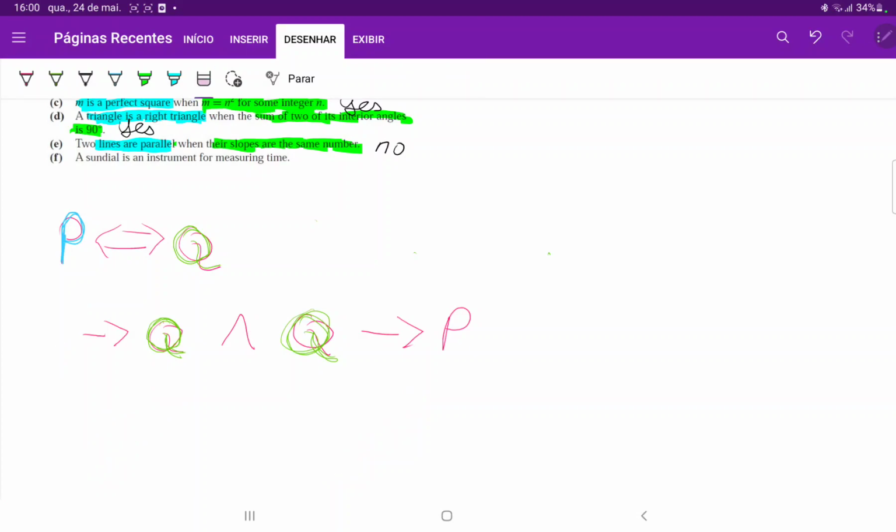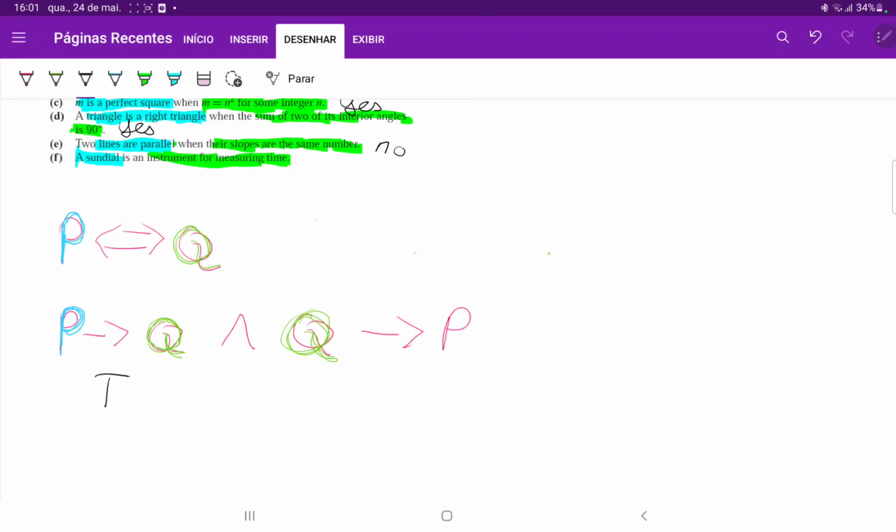And lastly, we have P, a sundial. If it is a sundial, right, then it is an instrument for measuring time. So P, it is a sundial, and Q, it is an instrument for measuring time. So a sundial definitely is an instrument for measuring time, right? So P, then Q is true. If it is a sundial, then it is an instrument for measuring time. So P implies Q is true.